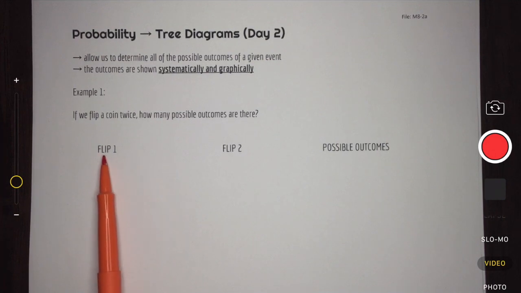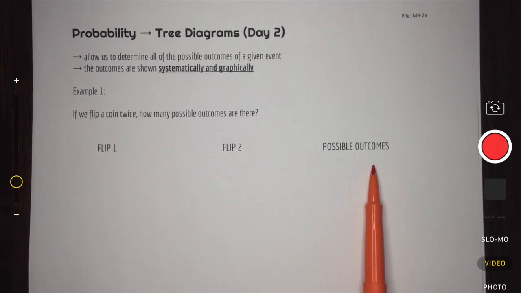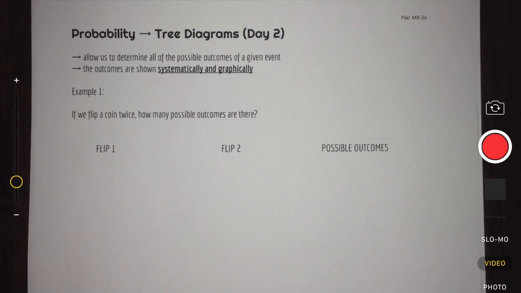So what I've already put on the page here for you is, obviously based on our situation, which we'll come back to in a second, we're going to have flip number one. That's going to lead us to flip number two. And then what we can determine are the possible outcomes depending on those flips. So let's talk about what our first example is today.